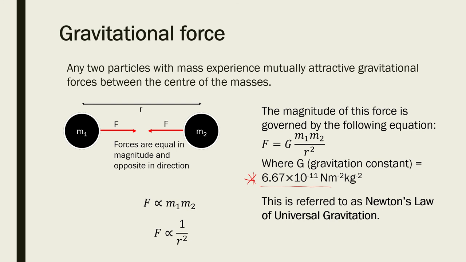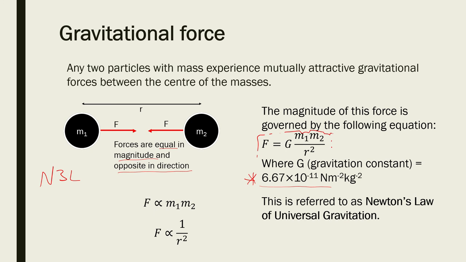So, as stated on the previous slide, any two particles with mass experience a mutually attractive gravitational force between the center of the masses. The forces are equal in magnitude, but opposite in direction, because as we know from Newton's third law of motion, every action force has an equal and opposite reaction force, and this holds true for gravitational forces.